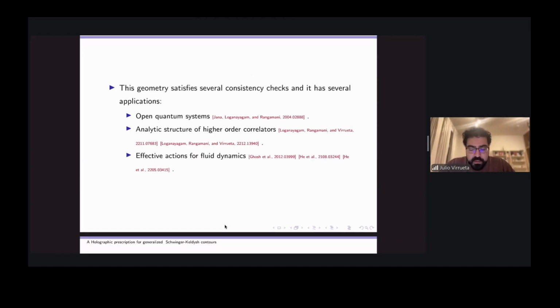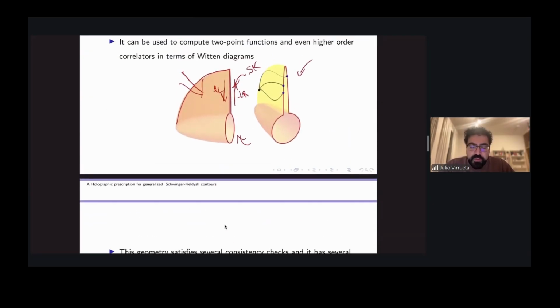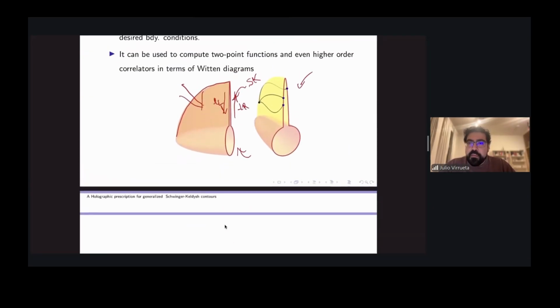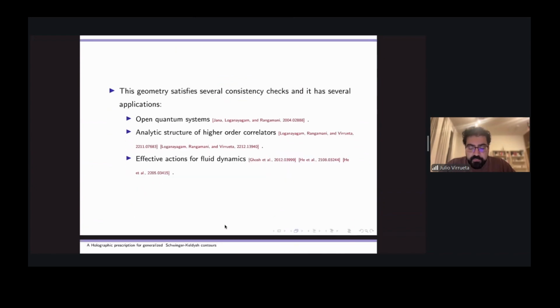Okay? And this has proven to be very useful if one wants to study holographic fluids and one wants to construct real-time effective actions for fluids. One can use this geometry and study things like metric perturbations or graviton dynamics on top of this geometry. And from there, one can construct effective actions for fluids.